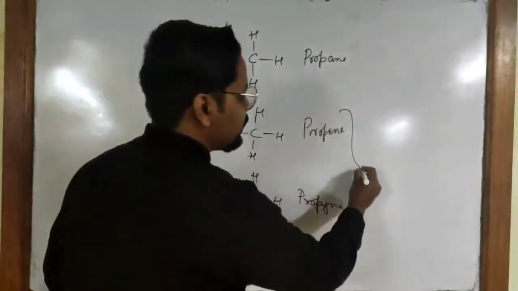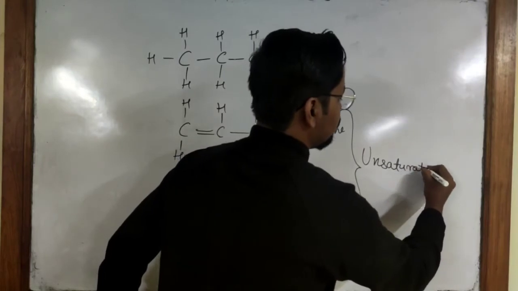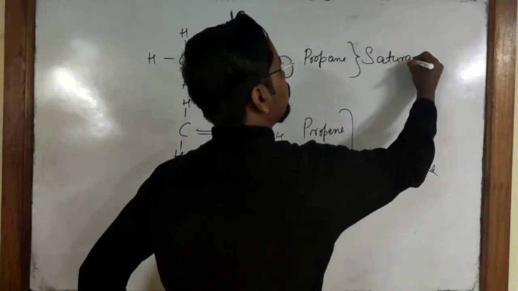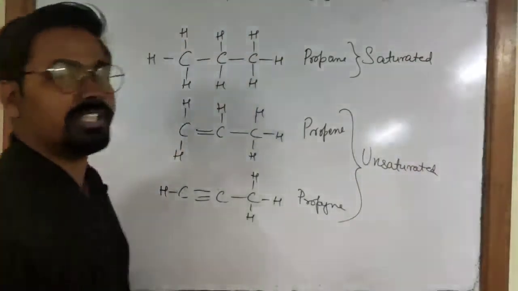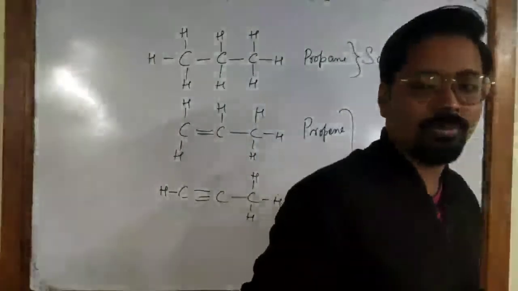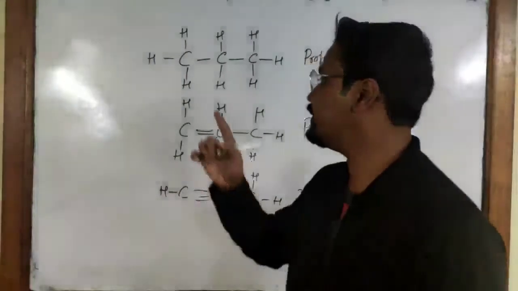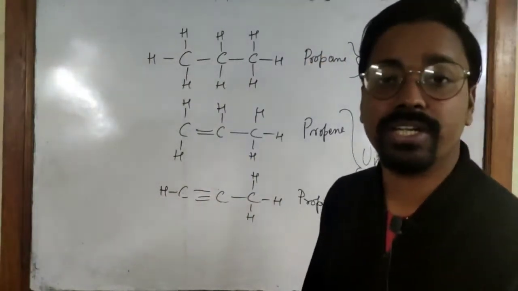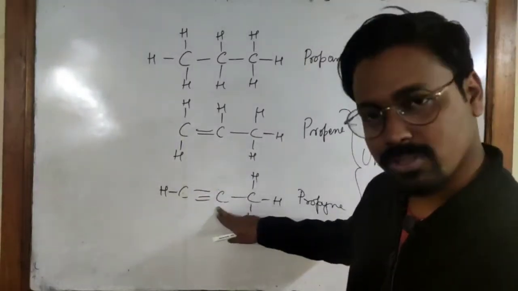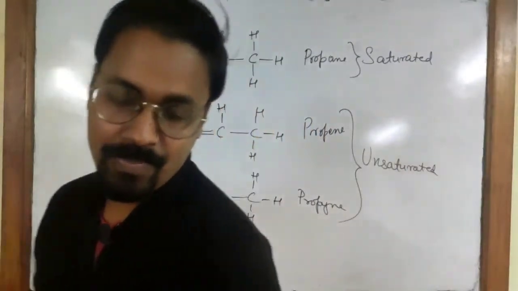So these 2 structures are unsaturated, and this one is saturated. I hope you now understood what is the meaning of saturated compounds and unsaturated compounds. In simple terms, to make it very easy for you, if any carbon compound has only single bonds between the carbon atoms, these are called saturated. And if any carbon compound has double or triple bond between the carbon atoms, then it is called unsaturated. So I hope that's clear now.